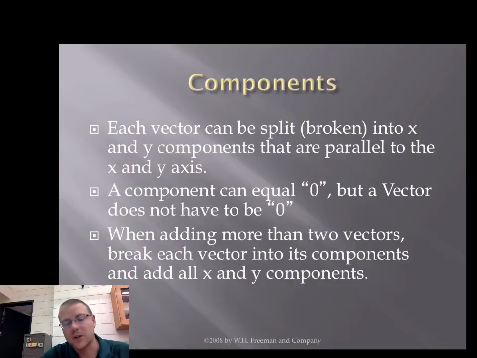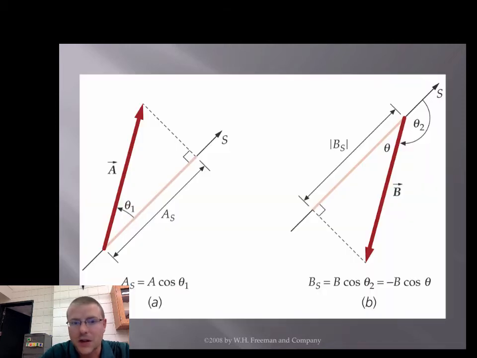When we have more than one vector, we're going to break each of the vectors into its pieces, its components. We're going to find all its x and y components, and use them, just like we did in the treasure hunt, to find the result. If you look at vector A, you can see the angle theta 1. If you're looking for AS, the piece of A in the direction of S, that is the adjacent side of the right triangle. So all I have to do is take the magnitude of A, multiply by the cosine of that angle.